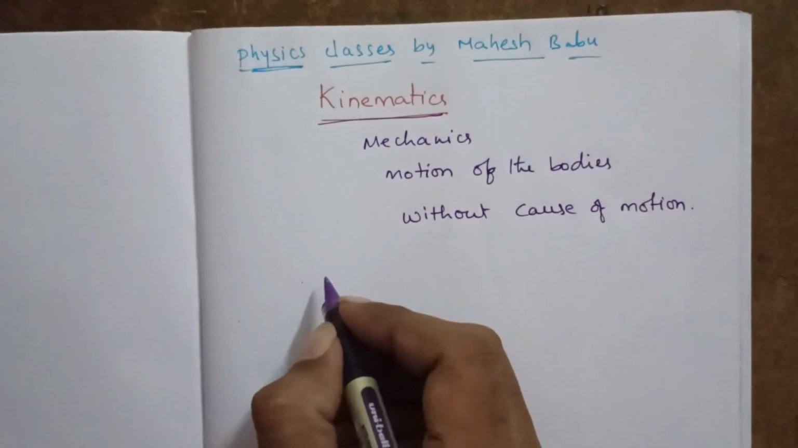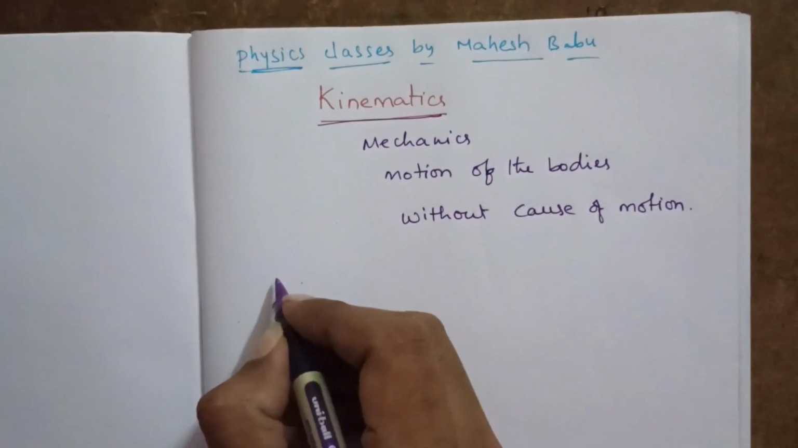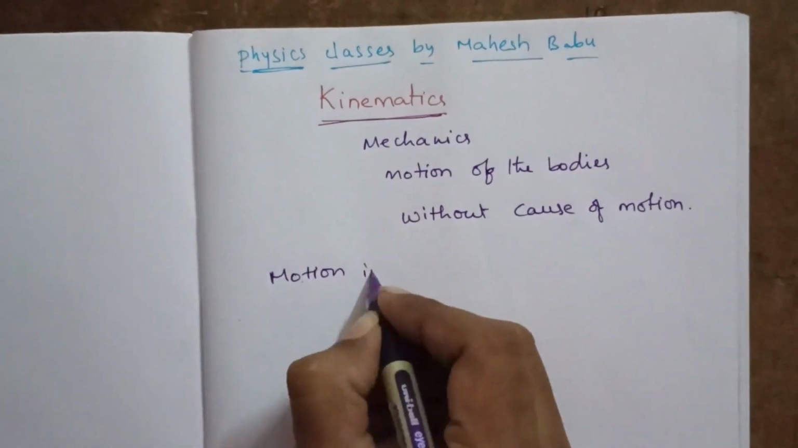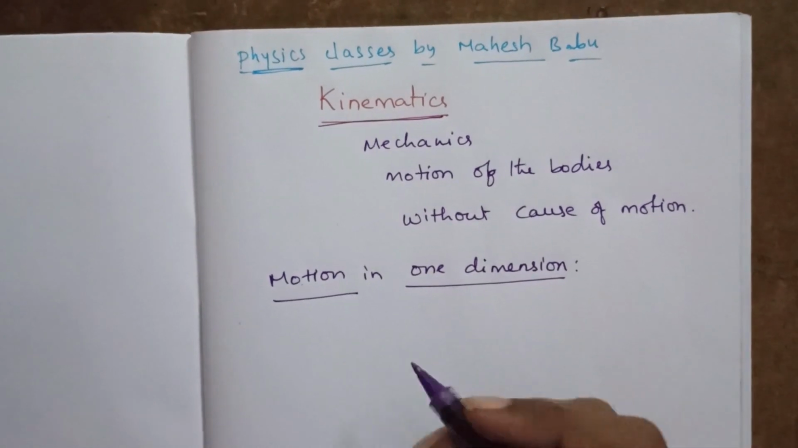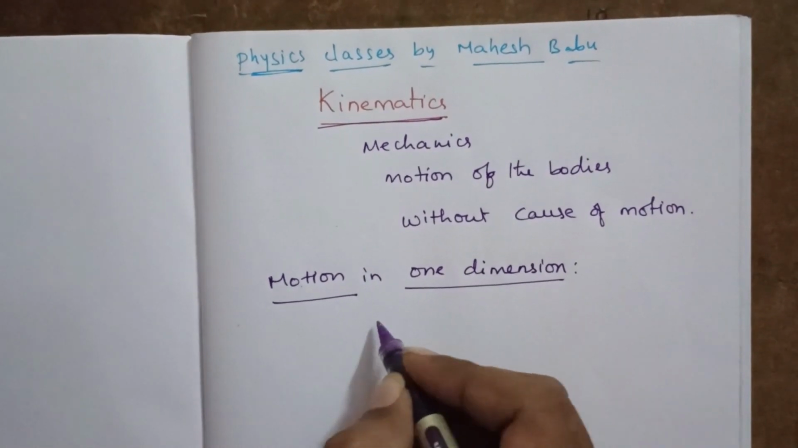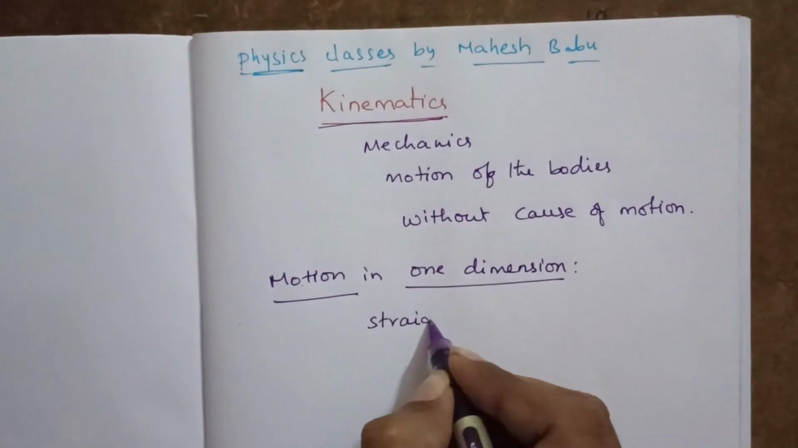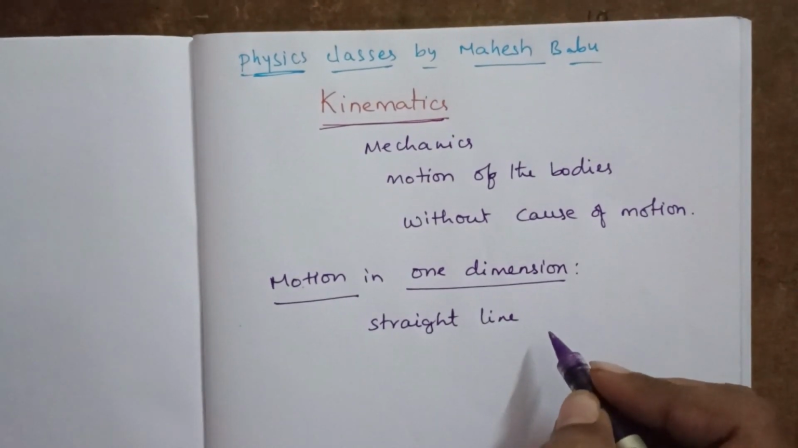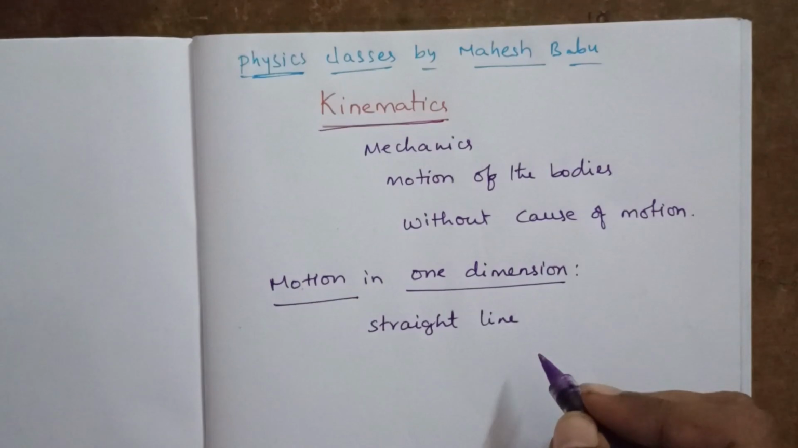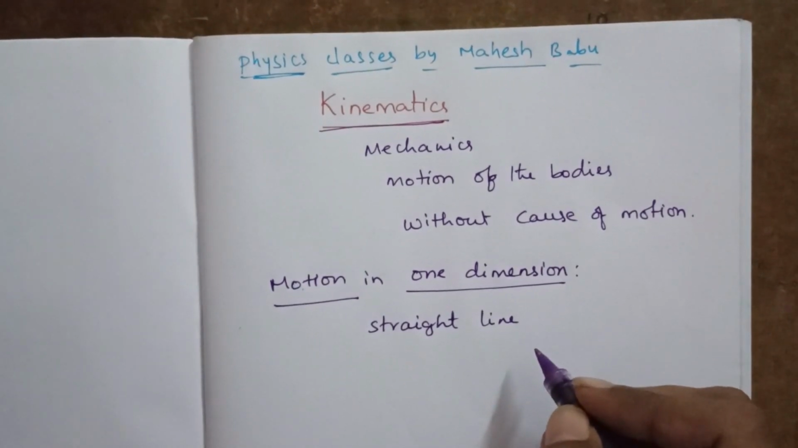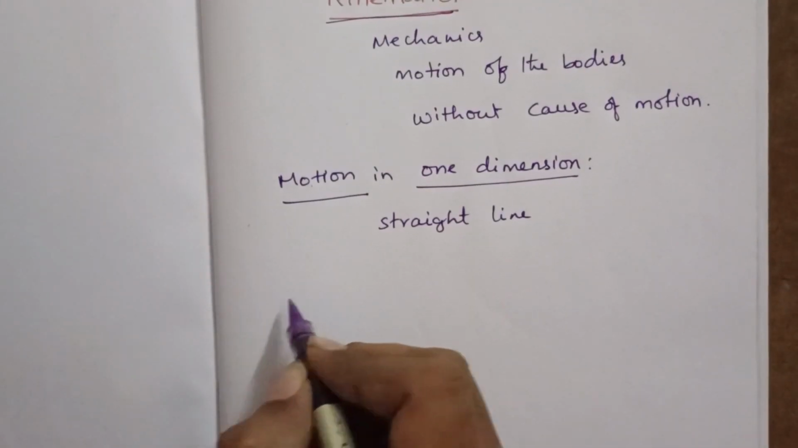Now here we will discuss motion in one dimension. Motion in one dimension means the body is moving in a straight line path. If a body moves in a straight line path, its motion is referred to as motion in one dimension. Next, frame of reference.